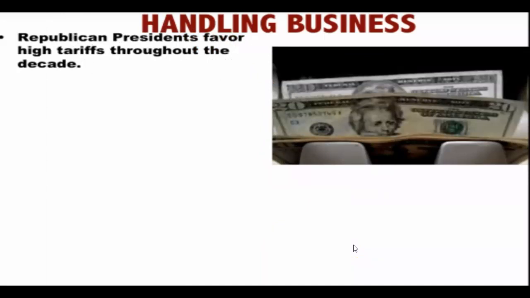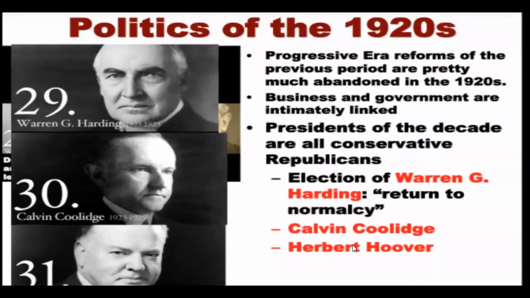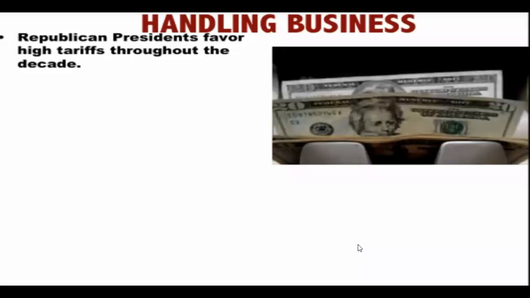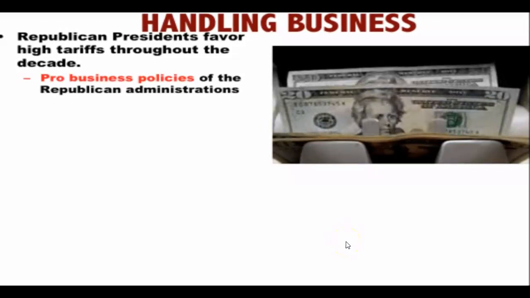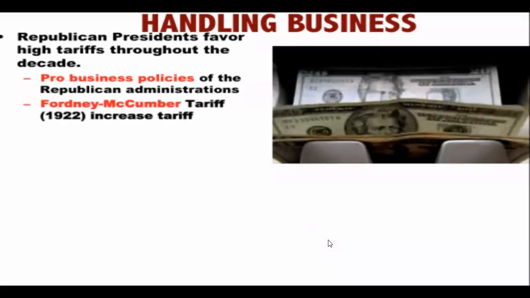Now, one of the things about the 1920s, and really with all three of these presidents, the mantra was the business of America is going to be business. All right, Republican presidents are going to favor, you guessed it, high tariffs. We've talked about this now for what seems to be probably 100 years, and that is Republicans raise a higher tariff throughout the decade to protect American business, and they're going to implement many pro-business policies to protect American business, to get the economy moving again, and really stimulating the economy that way.